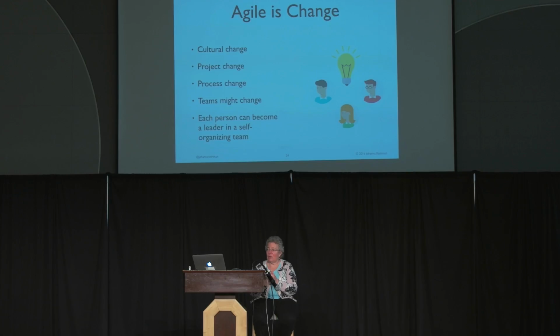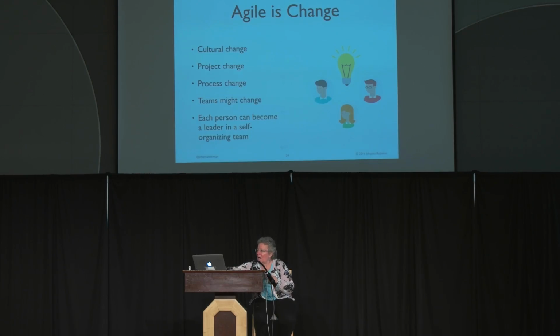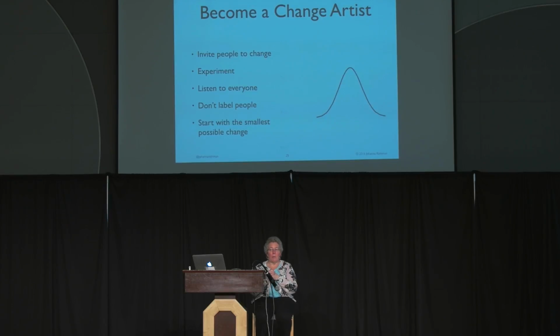When I think about Agile, I like to think about every single person can become a leader on a self-organizing team. And the way the team gets to self-organizing is for everyone to become a leader. So for me, it's this little cycle: we see problems, we generate options, we try a little experiment, and then we measure and get feedback and see what happens. So that means that you need to become a change artist. That means you need to invite people to change.